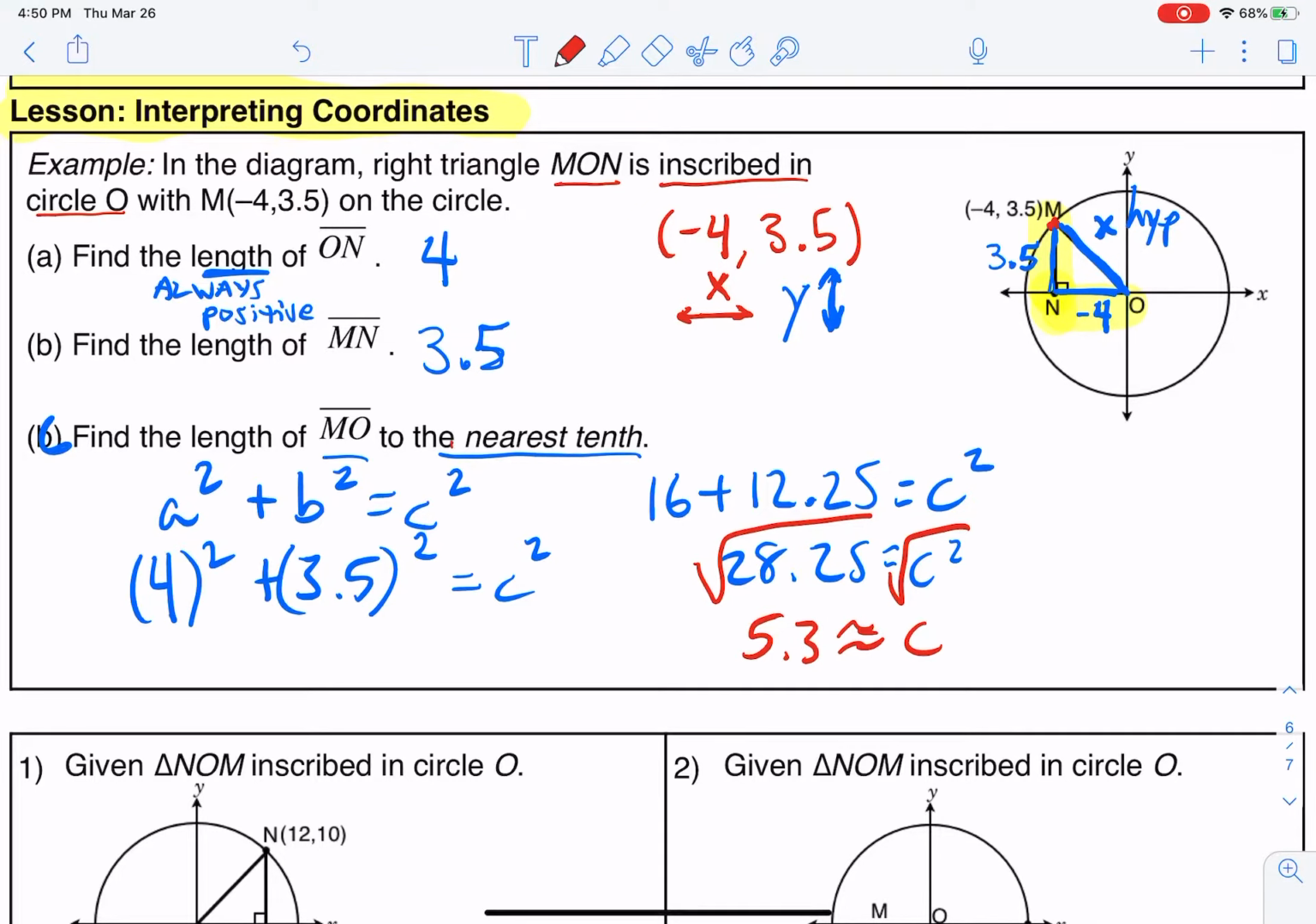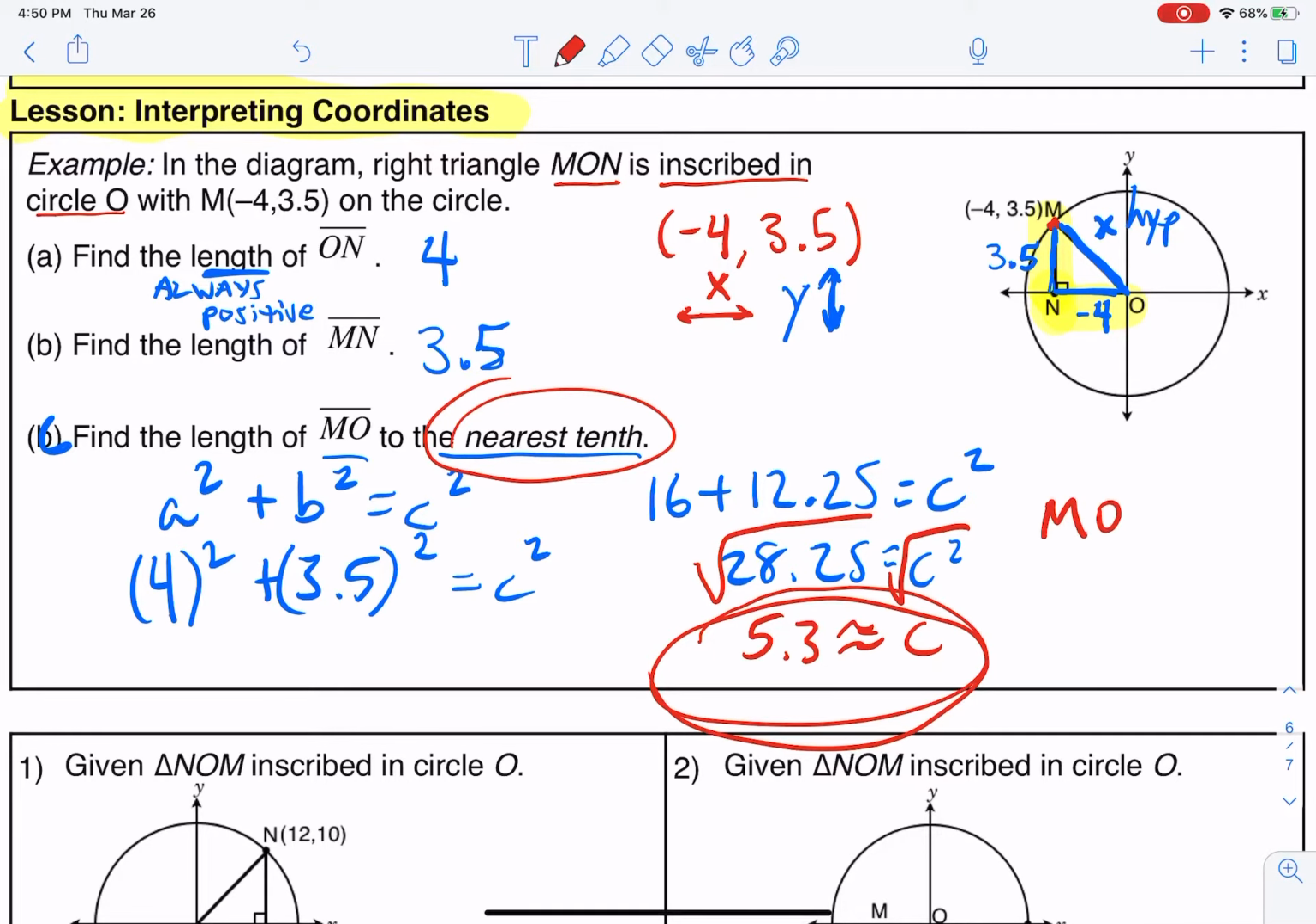Okay, and it asks us to round to the nearest tenth. But you would need your calculator to do that. Right? So what that means is that the length of MO is 5.3. So that's really my final answer.